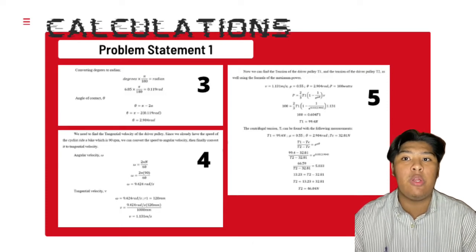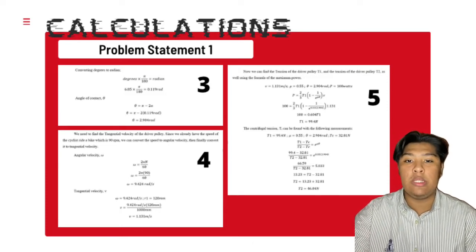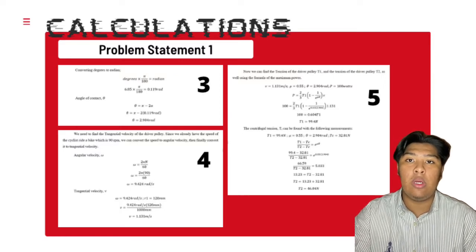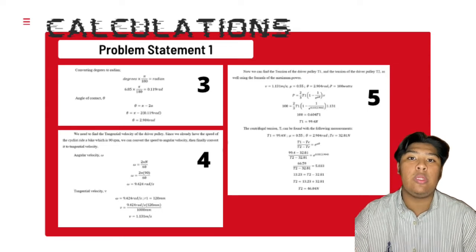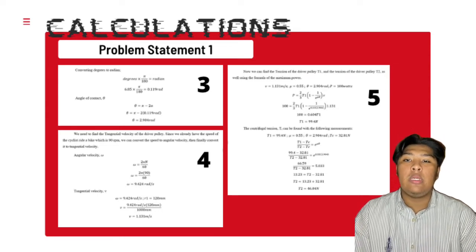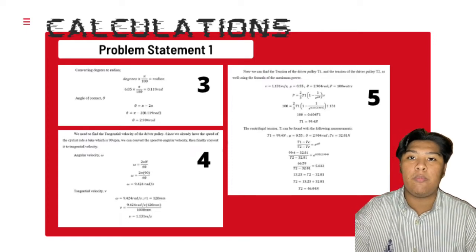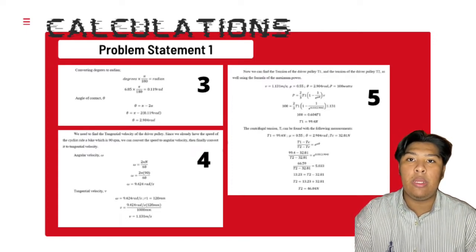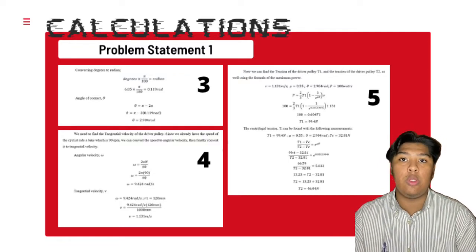T1 and the tension of the driven pulley T2 as well, using the formula of maximum power. As you can see in the slide, we have calculated the value, and T1 equals 99.4 Newton. For the centrifugal tension, TC can be found using the following measurement. And from that, we can get the value of T2, which is 46.04 Newton.